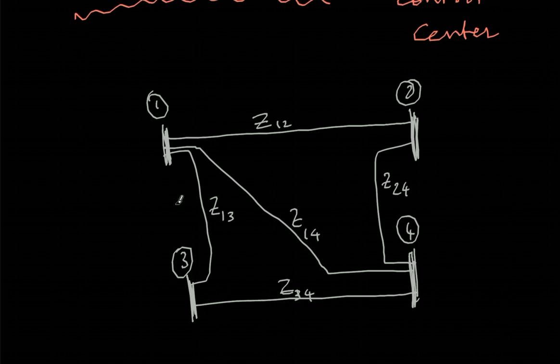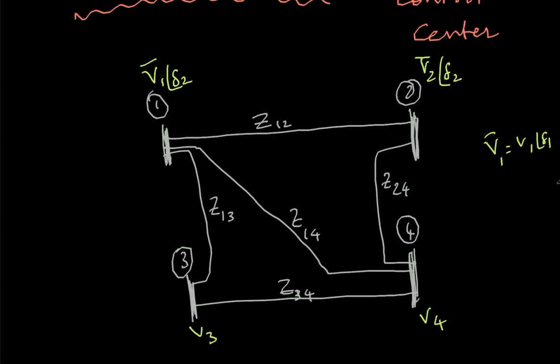Now you know that each bus will have a voltage. So let's call these V1, V2. V2 means actually there's delta 2 also. It's a complex number; in complex notation V1 is nothing but V1 with angle delta 1, and so on. So the voltages are V3 and V4.